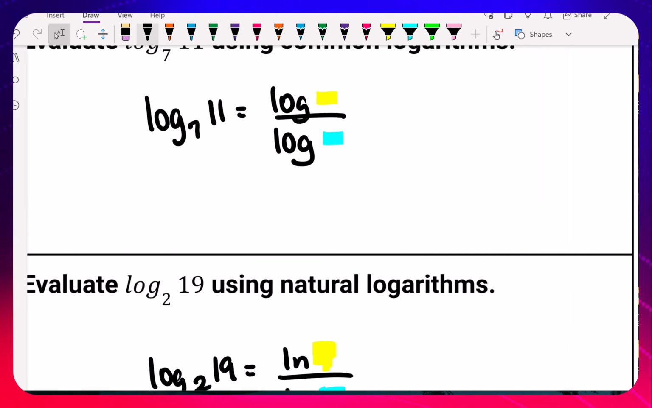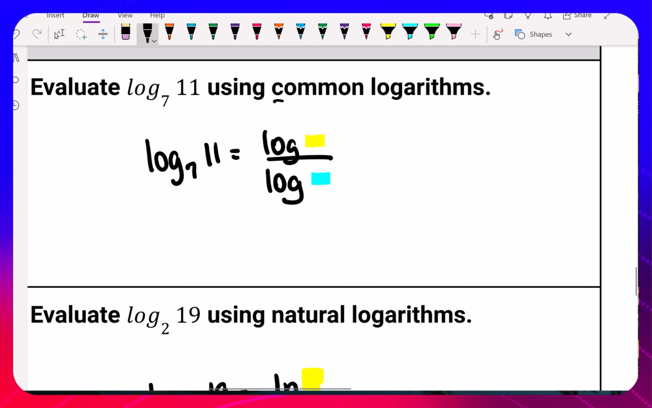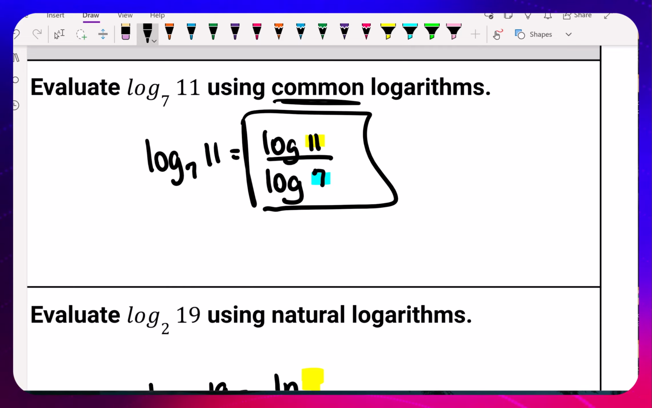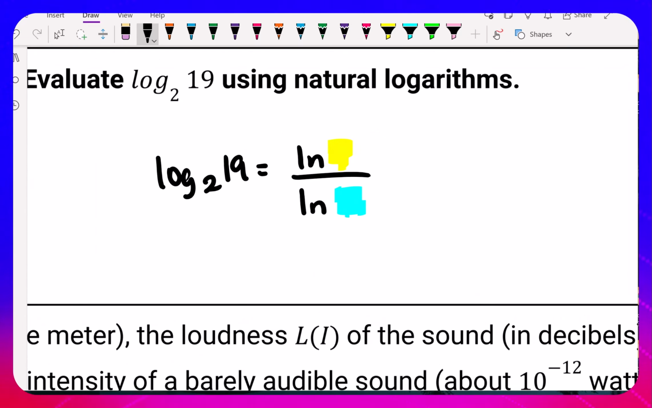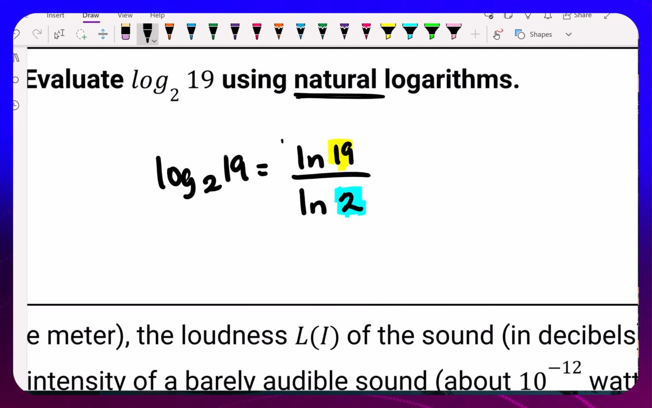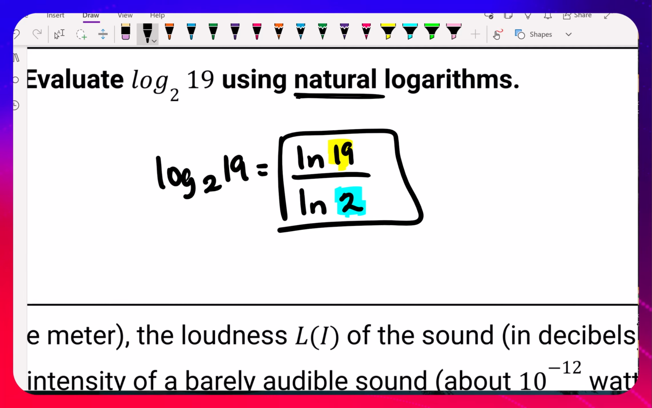Okay, so for this first one, it says evaluate using common logarithms. So I'm going to put 7 here in the bottom. I'm going to put 11 in the top. And this is what I'm going to use to type into my calculator. And on the second one, it says use a natural log. So I'm using ln on my calculator. So that would be the natural log of 19 divided by the natural log of 2. And that is the change of base formula.